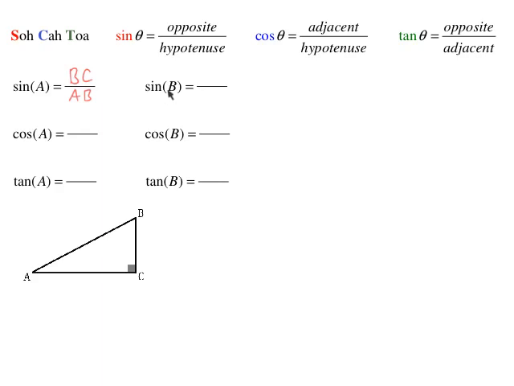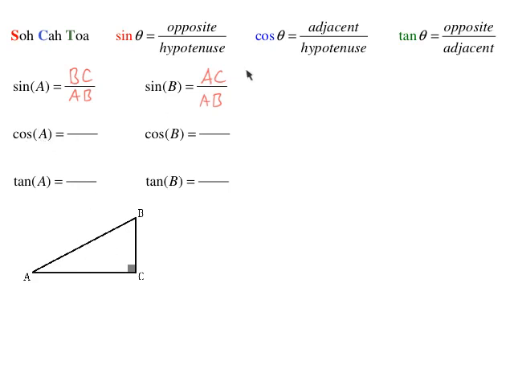So we have sine of angle B. We start here, and the opposite of that would be AC, but the hypotenuse is still AB. The hypotenuse is always opposite to 90 degrees, and it's the longest side. So that one would be AC over AB, again because from this angle, this is opposite, and this is hypotenuse.